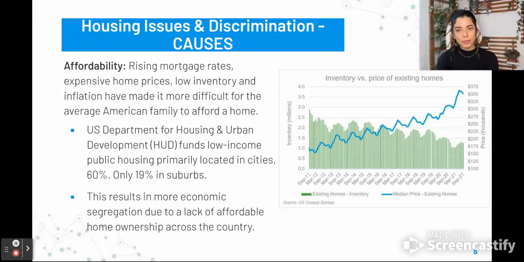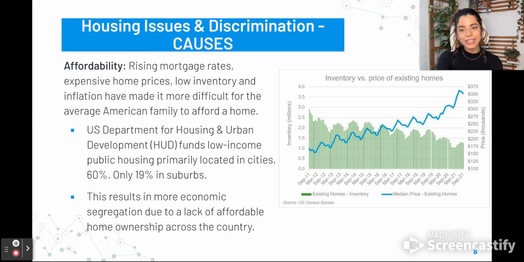Also, affordability is a big one. Raising mortgages would make it very expensive for people to buy homes. We see this happening now. Low inventory, inflation contribute to this, and it makes average Americans struggle to try to purchase their own home. The U.S. Department for Housing and Urban Development funds low-income public housing, usually located in cities. About 60% of those are in cities, and only 19% of those are in suburbs.